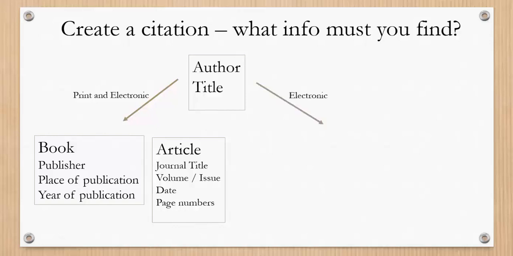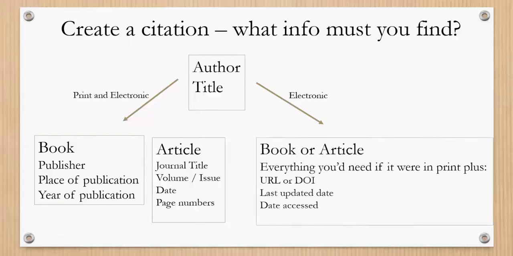If a source is electronic, regardless of whether it is a book or an article, we will need everything you needed for books and articles, plus either the URL or the DOI where you accessed the book or article online. And for some citation styles, you will need the last updated date of the book or article and the date you accessed the book or article.